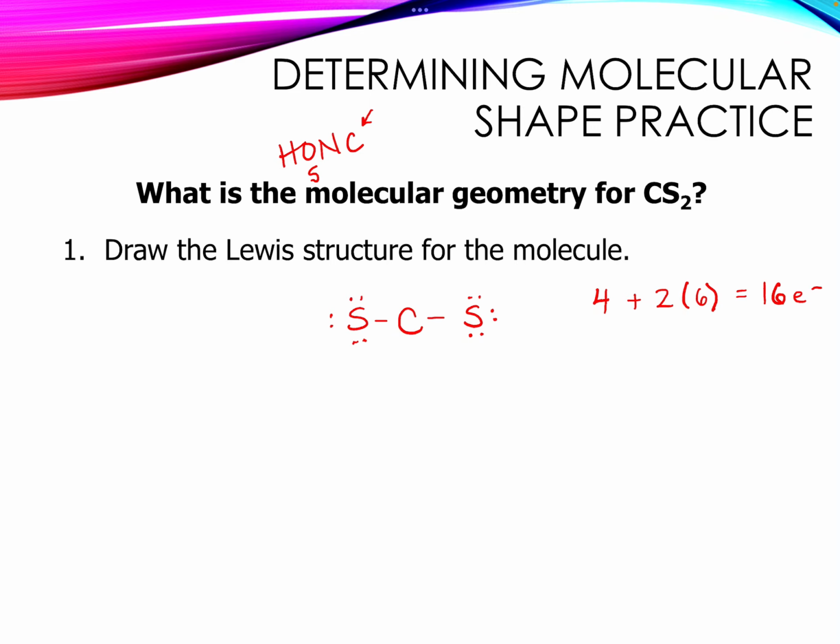Hopefully you can see that carbon only has 4 electrons right now, so it needs to share 4 more. So it's going to share one pair from each of these sulfurs. And that will get it to have 8 valence electrons. So really, this molecule looks like this.